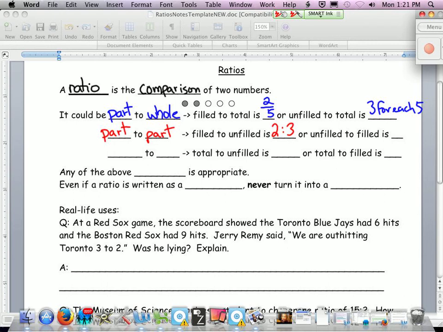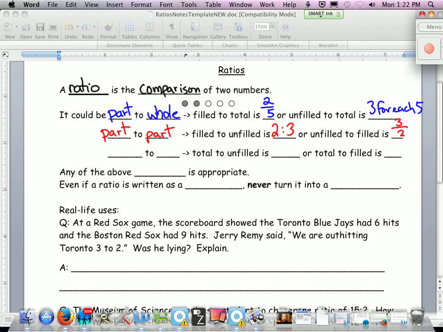Or we could have the same parts being compared but in the other order, and that's considered a different ratio. So the unfilled compared to the filled, I might write as 3 to 2. And I can write it in that fraction format even though it doesn't actually mean a fraction. But what I don't want to do is change this to 1 1/2. I need to be able to see the first number compared to the second number. So always the numerator is the first number that's involved, and the denominator is the second number.